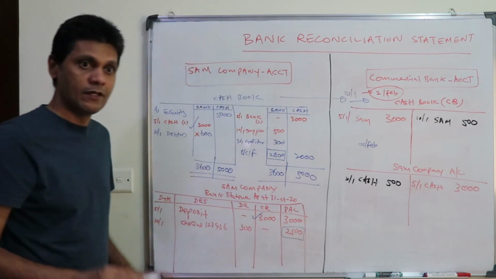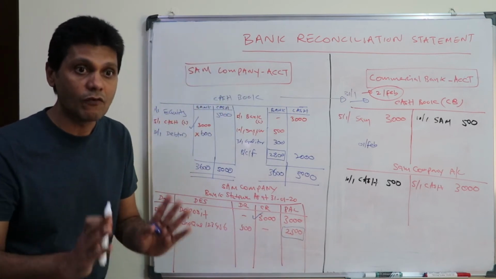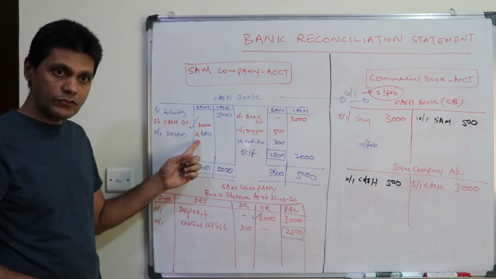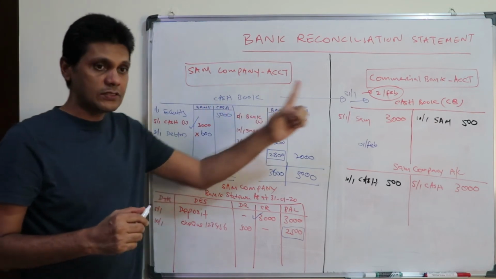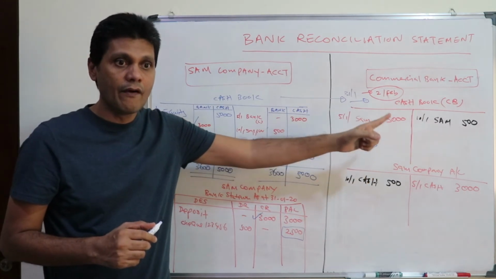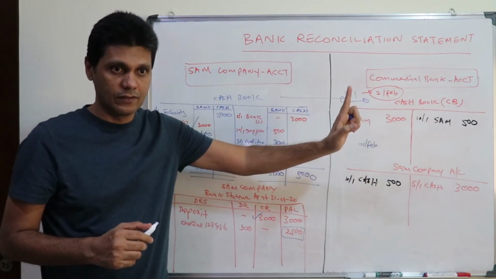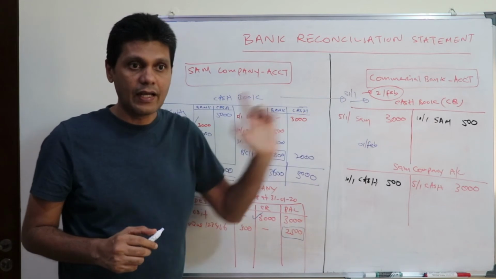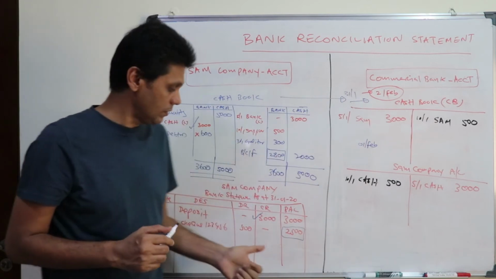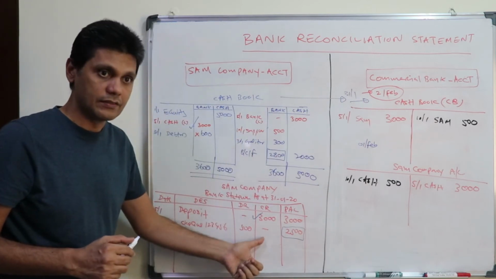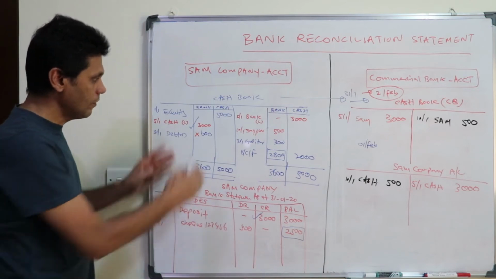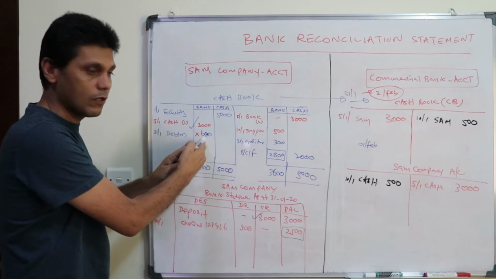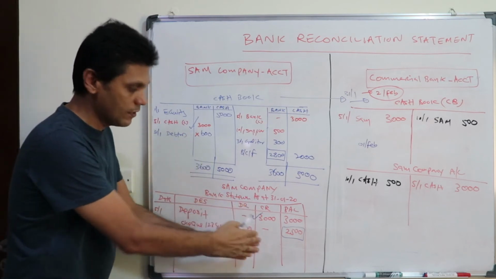2,500. We found out one difference. What is the difference? We deposited a check worth 600, but it has not been realized. Okay, the check has not realized yet. It has not got credited. Clear? One difference. Okay.